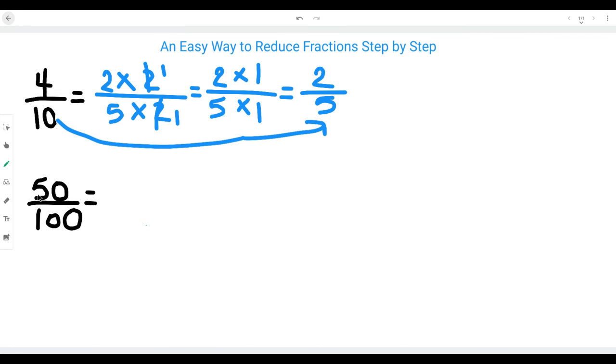Our next problem is 50 over 100. We have to find two factors that when we multiply together will give us 50, and two factors that when we multiply together will give us 100. So 25 times 2 will give us 50, and 25 times 4 will give us 100.